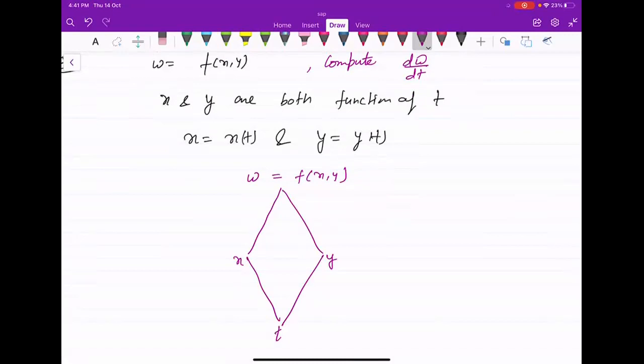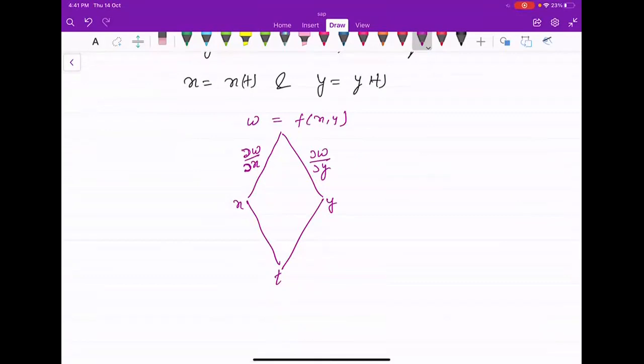Whenever we are differentiating w, since w is a function of two variables, we will differentiate w partially. So del w over del x, and here del w over del y. w is a function of two variables x and y, so that's why we are not differentiating it completely. We are differentiating w partially, that's why this is the symbol. When we are differentiating with respect to y, then del w over del y.